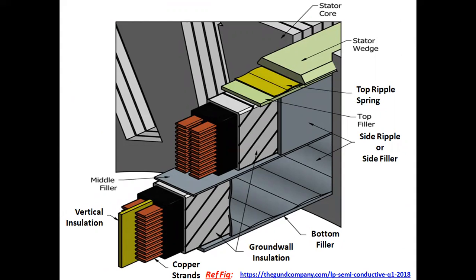Now you see the total assembly of the stator bars, that is stator core, stator wedge, top ripple spring, top filler, side ripple or side filler, bottom filler, ground wall insulation, vertical insulation, middle filler.